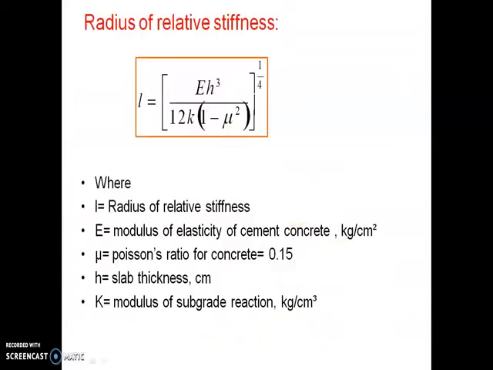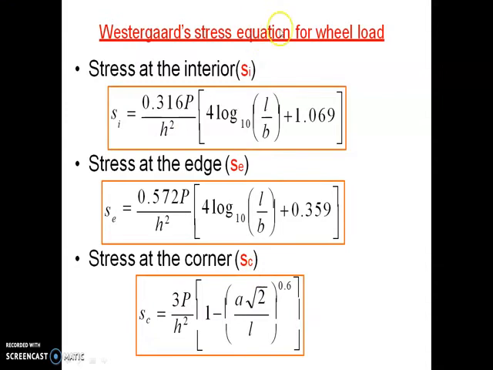Modified Westergaard stress equation for wheel load modified by Kelly. Se equal to 0.57 P by h square (1 plus 0.54 mu) into (4 log10 L by b plus log10 b minus 0.4048). Modified by Kelly, Sc equal to 3P by h square (1 minus (a under root of 2 by L) the whole power 1.2). And then warping stress given by Bradbury.